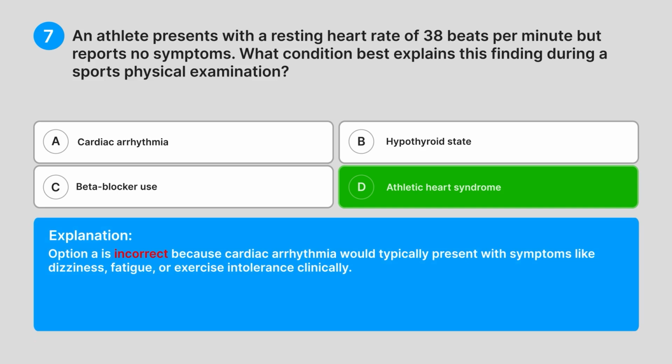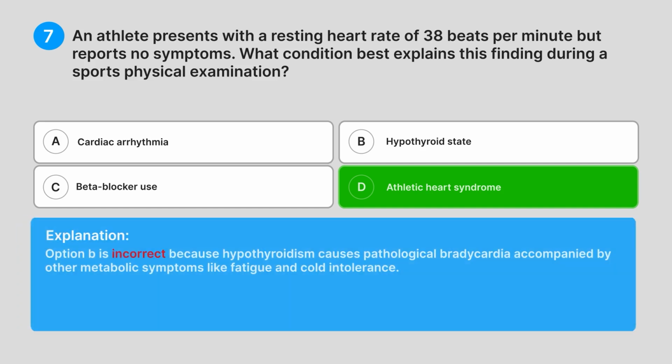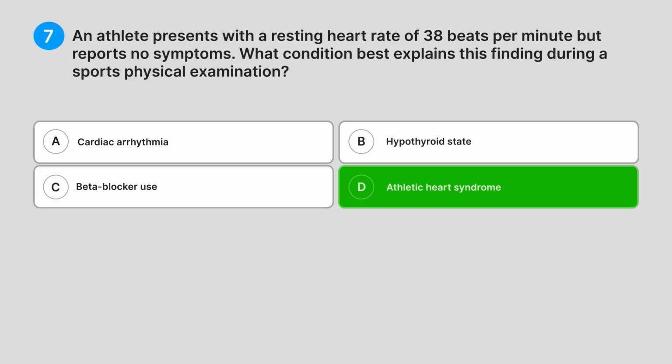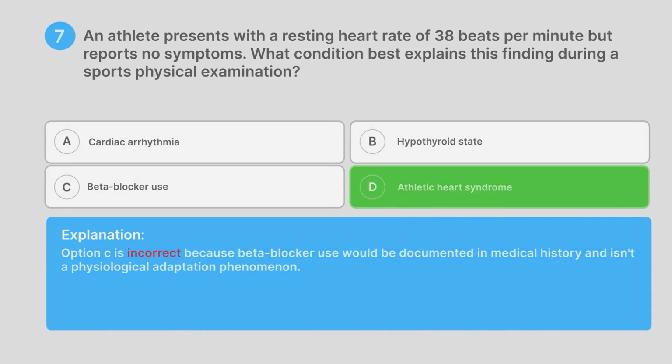Option A is incorrect because cardiac arrhythmia would typically present with symptoms like dizziness, fatigue, or exercise intolerance clinically. Option B is incorrect because hyperthyroidism causes pathological bradycardia, accompanied by other metabolic symptoms like fatigue and cold intolerance. Option C is incorrect because beta blocker use would be documented in medical history and isn't a physiological adaptation phenomenon.